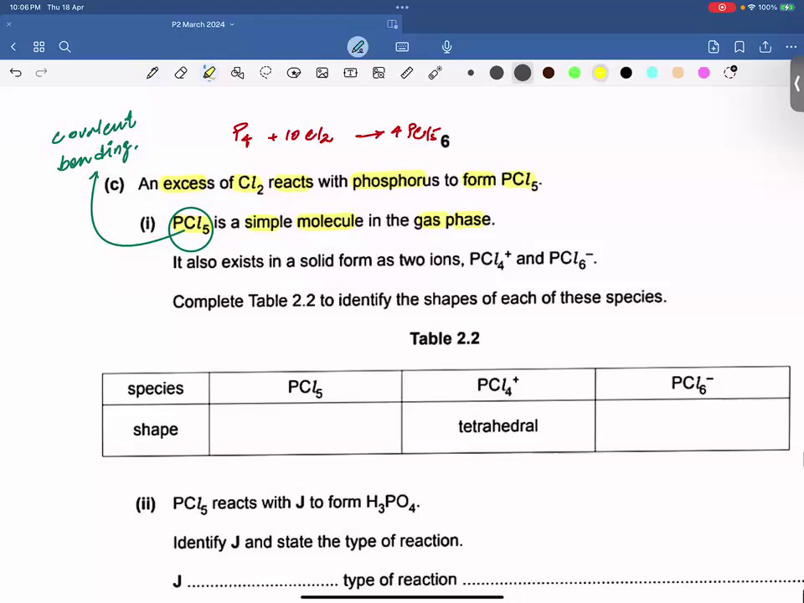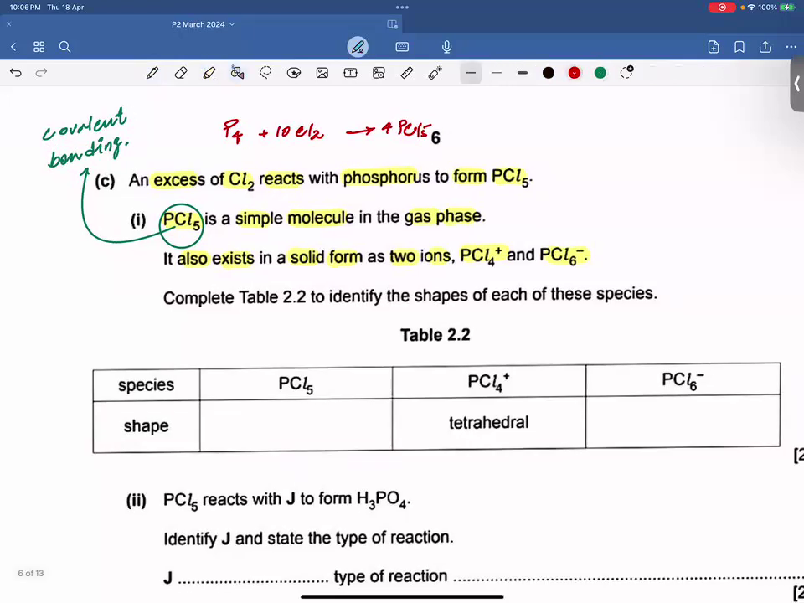In the gas phase. It also exists in the solid to form 2 ions, PCl4+ and PCl6-. Okay. How come this PCl6- is formed? That's a very, very important piece of information. See, PCl5, phosphorus belongs to period 3. So it contains a vacant d orbital.